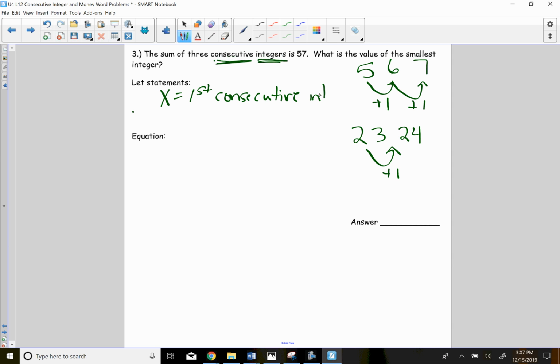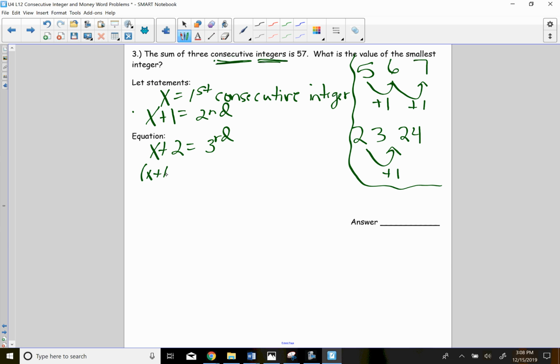So if I say x equals the first consecutive integer, and based on our examples here, we know that the next one is 1 more than the first one. So if I take the first, which is unknown right now, x, and add 1, we would get the second. And then if I add 1 more to that, so really it's x plus 2, that would equal the third consecutive integer, because we took the second one, which is x plus 1, and added 1 more. So x is my first consecutive integer, x plus 1 is my second, and x plus 2 is my third.